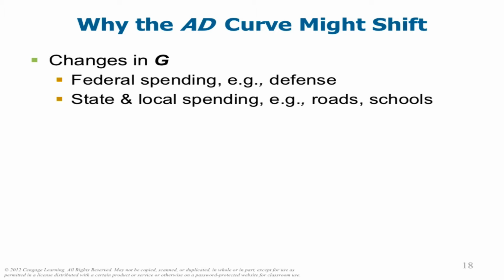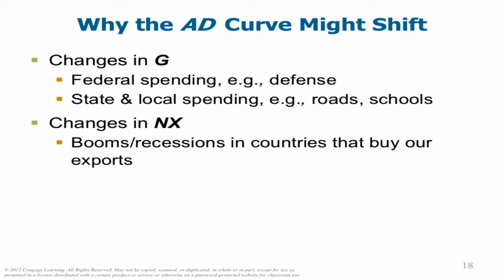State and local spending, you get that? For instance, if the bond issue passes, we'll see increased spending from the school district, roads projects, that kind of stuff. And then changes in net exports. So any of the components of GDP changing will change aggregate demand, will shift aggregate demand.